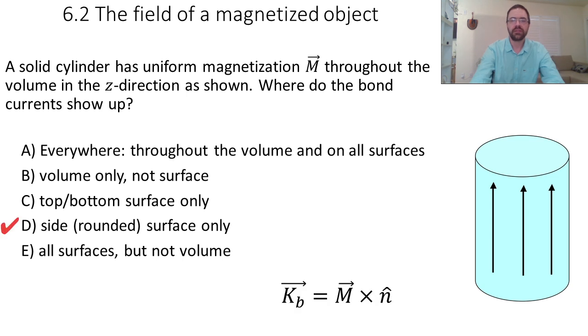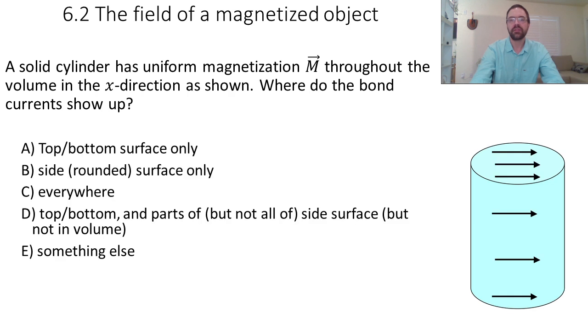Okay, if you answered D, you're correct. The magnetization is uniform, so there is no volume bound current density, but there are surface bound currents. K sub B is given by M cross n hat, so they are perpendicular to M and perpendicular to n hat. On the top and bottom surface, M and n hat are parallel or anti-parallel, so there is no surface bound current on the top and bottom surface. But on the side, on the rounded surface, yes, there are surface bound currents.